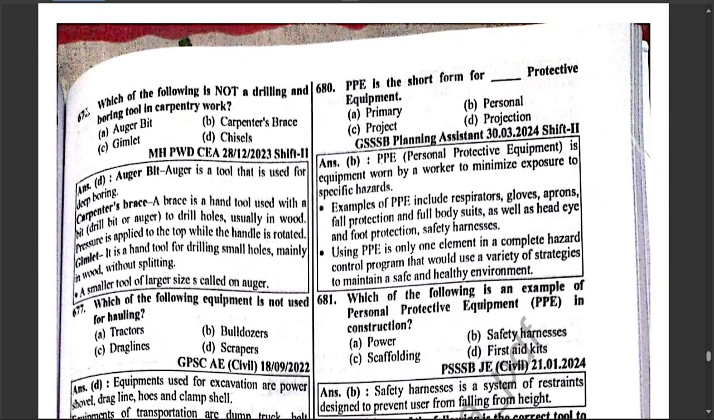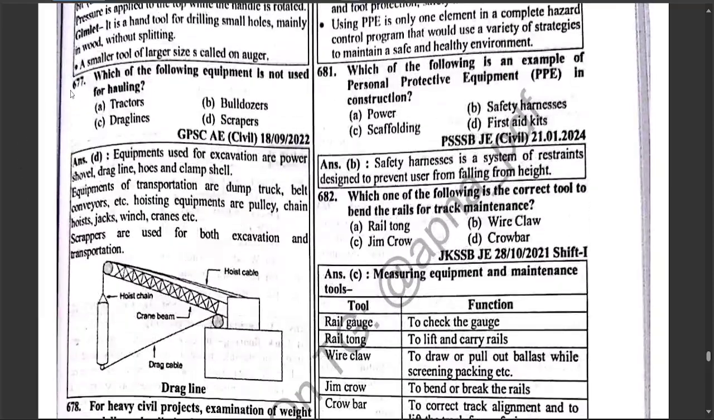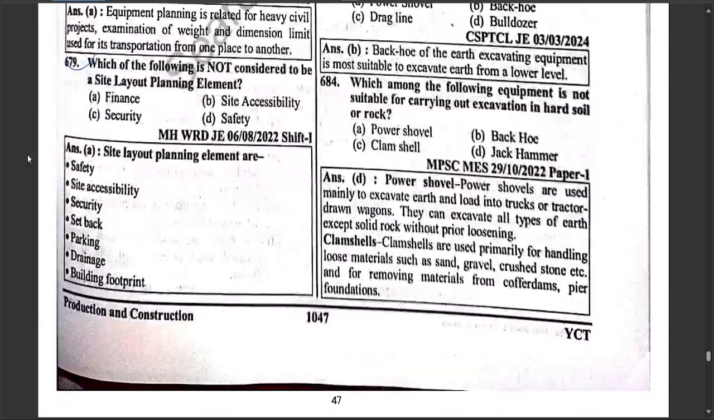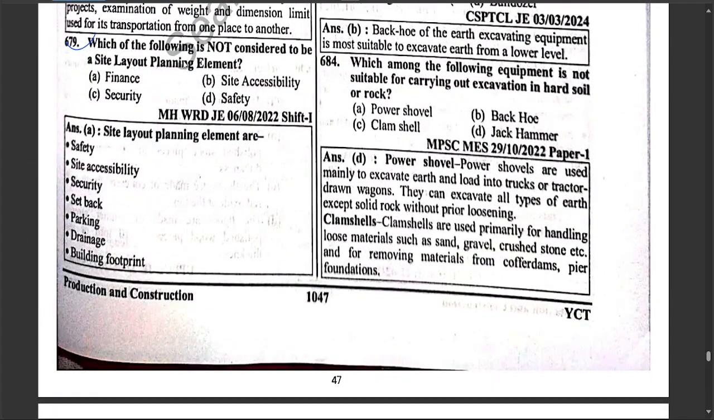Which of the following is not a drill and boring tool in carpentry work, which is the chisel? Which of the following equipment is not used for hauling, which is the scraper? For heavy civil project, examination of a weight and dimension limit of road is related to which equipment planning? Which of the following is not considered a site layout planning element, which is finance?